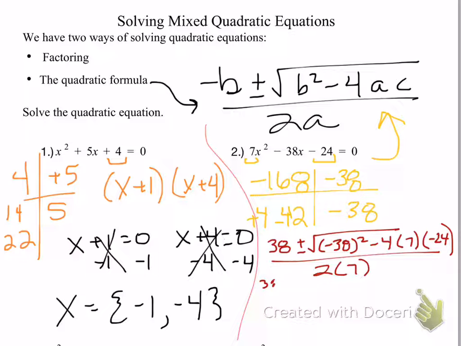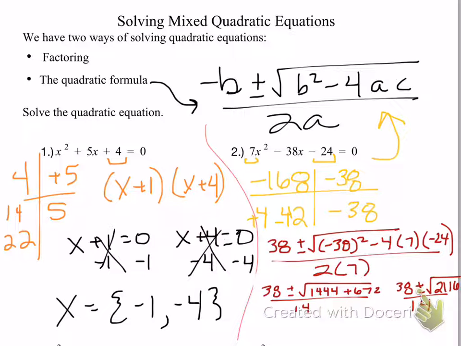We've got 38 plus or minus the square root of 1,444 plus 672, all over 14. All I'm doing is simplifying another radical. We're going to keep going with that. We've got 38 plus or minus the square root of 2,116, all over 14.